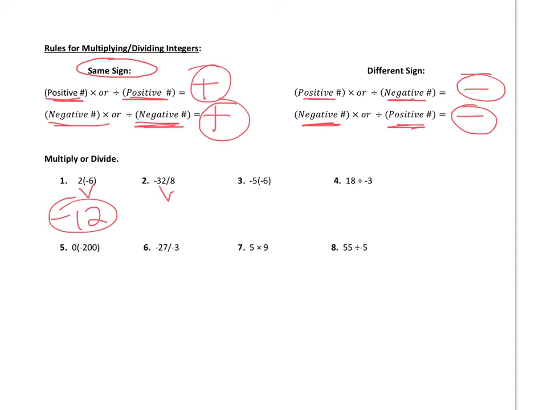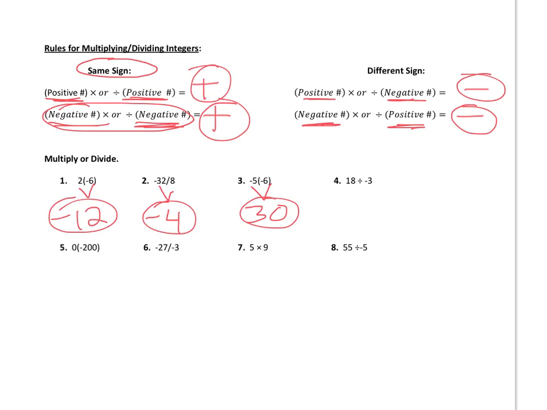Okay, number 2, I'm dividing. Again, I have different signs. I have a negative divided by a positive, so I'm going to get a negative as an answer. 32 divided by 8 is 4. Okay, for number 3, there it is. It's the same sign. It's this case. If I'm multiplying two negatives, I'm going to get a positive, and 5 times 6 is 30, so that's my answer right there.